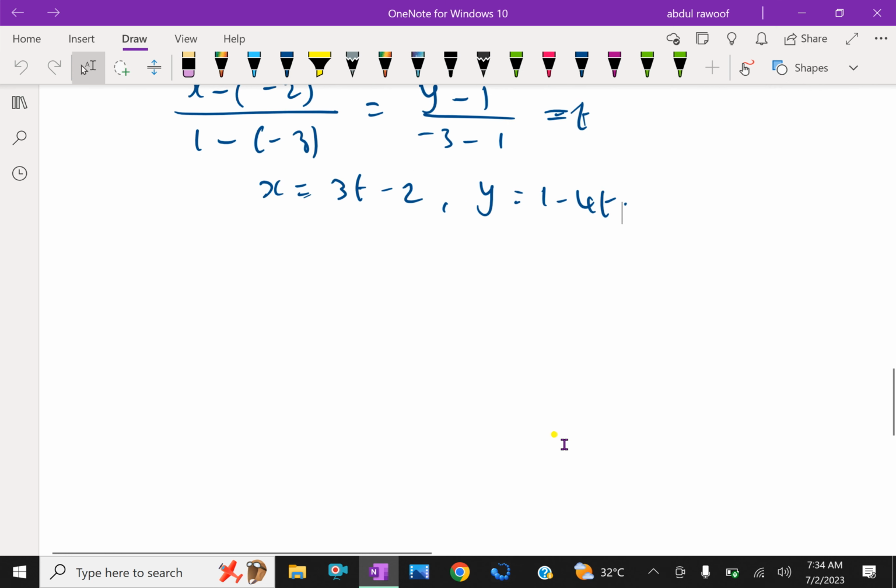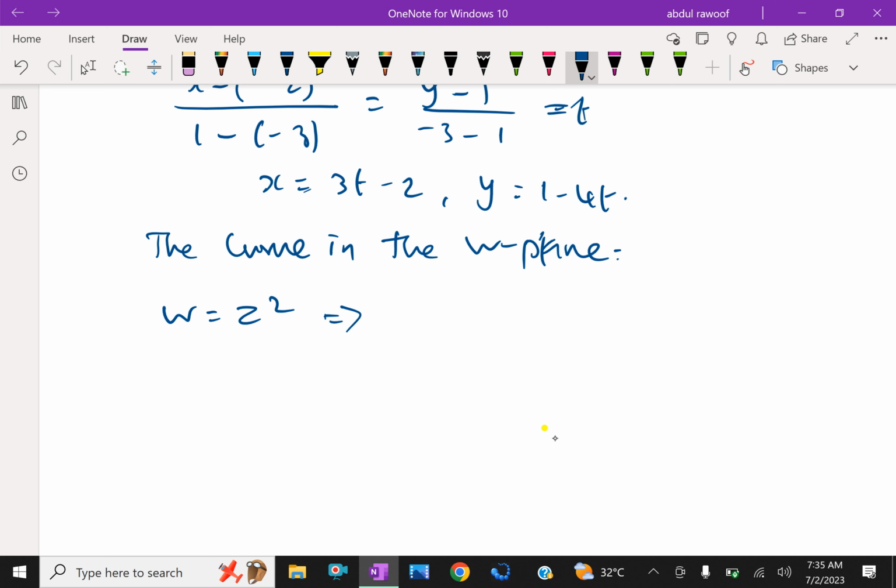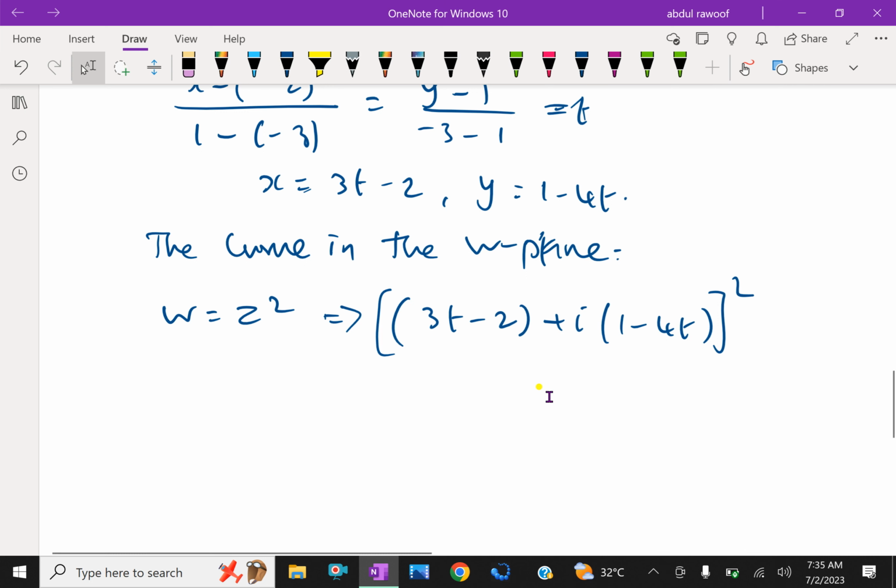But the curve in the w plane into which this line is mapped has the equation w equal to z square, which is equal to x plus iy whole square, where x is 3t minus 2 and y is 1 minus 4t, that is 3t minus 2 plus i into 1 minus 4t, the whole square.